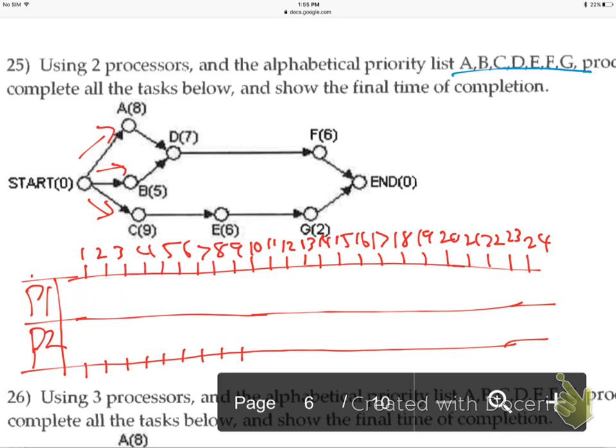So A is how long? A is an 8-hour job. A will be done in 8 hours. Is that good? All right. Now, if you haven't done it, do the next one.